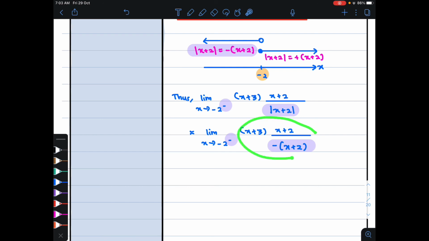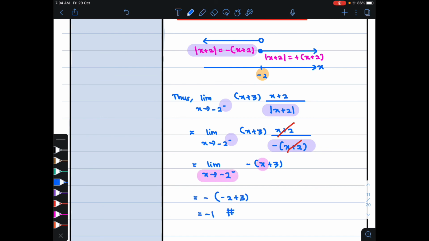And now we can simplify our function by cancelling out x plus 2. So we'll be left with negative x plus 3 only as the function. So substitute x equal to -2 into x. And the final answer is -1.